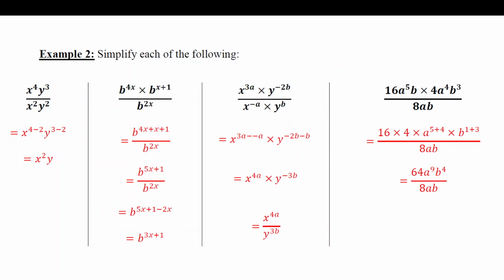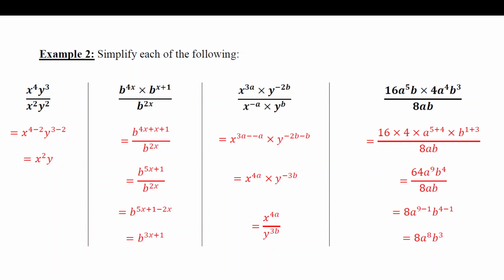Okay, and so one thing we can do now is that we have a few options. So one way to do this would be to just divide everything. So 64 divided by 8 is 8. A9 divided by A is just A8. And B4 divided by B is just B3.